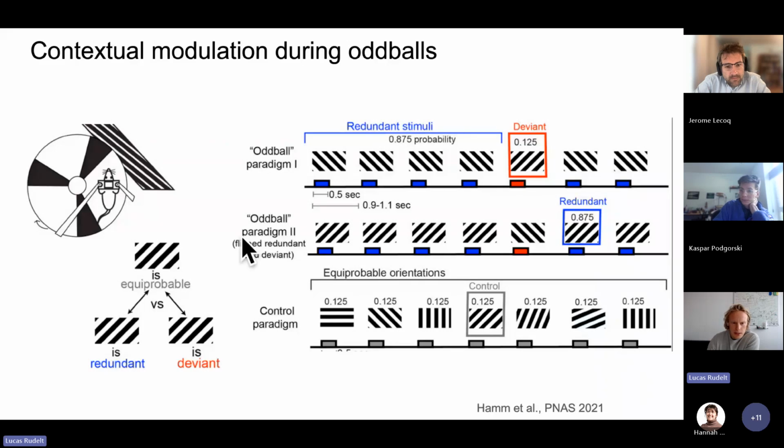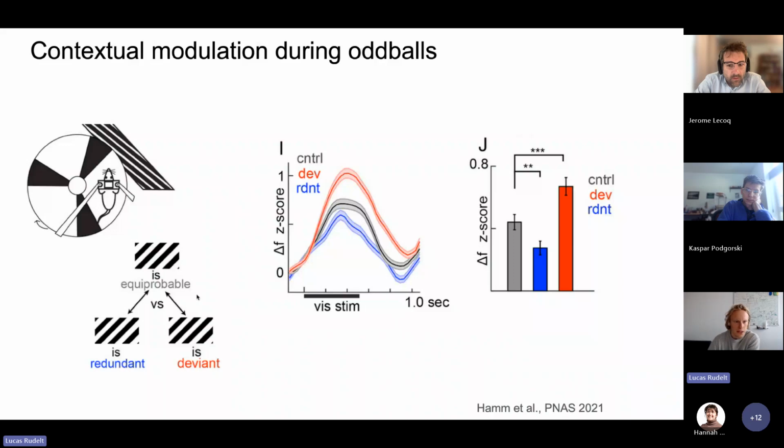And we will talk later about this. There's the possibility of switching the orientation so that both types of responses are observable for the same stimulus orientation. Why is that important? Because by having the control, the redundant and the deviant all for the same stimulus, we can disentangle orientation tuning or stimulus tuning from the contextual modulation. And that's what has been done in this analysis. So what's shown here is the average response of ROIs. In this case, it's somata.